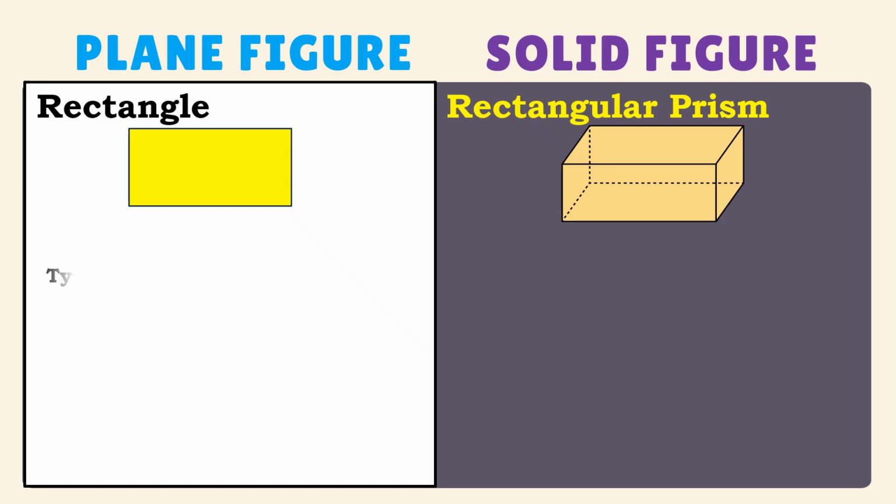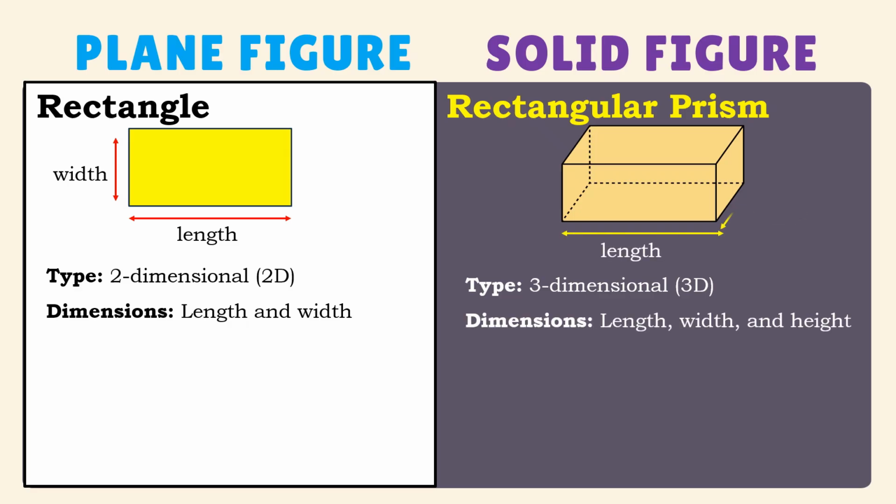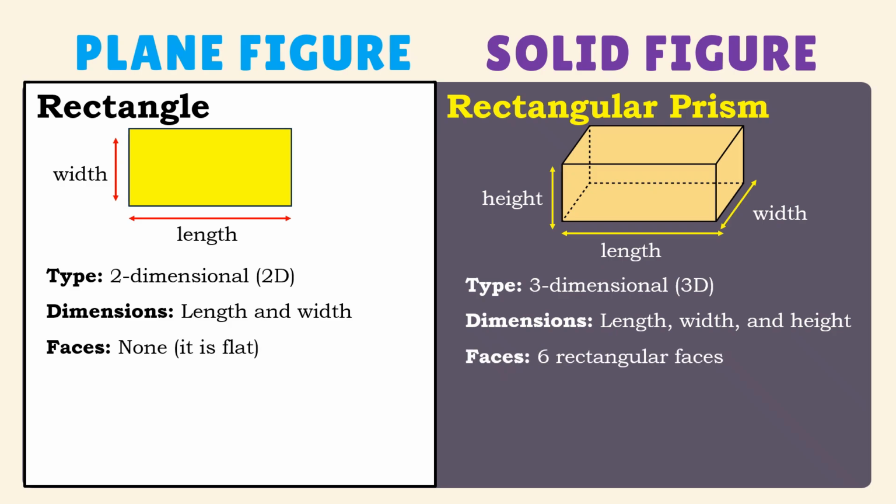A rectangle is a 2D or two-dimensional figure, while a rectangular prism is a 3D or three-dimensional solid. The dimensions of a rectangle are length and width, and the dimensions of a rectangular prism are length, width, and height. A rectangle has no faces because it is flat, while a rectangular prism has 6 rectangular faces.